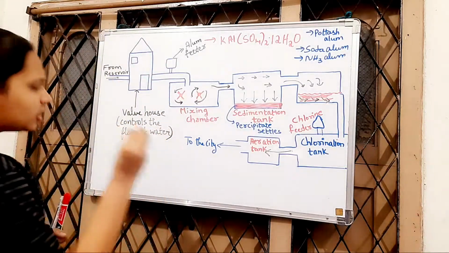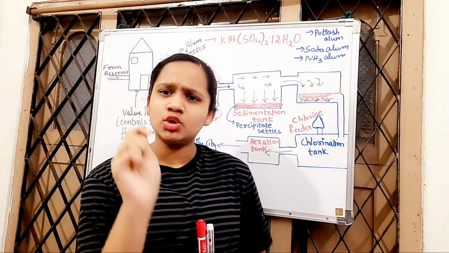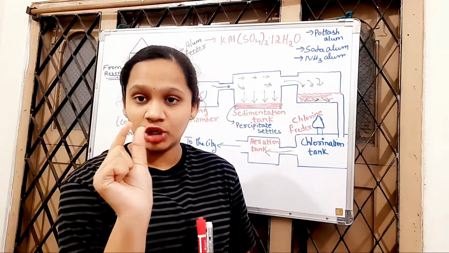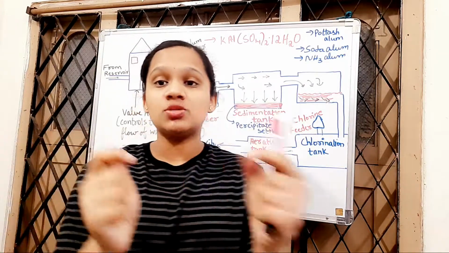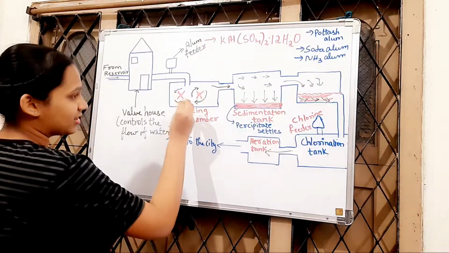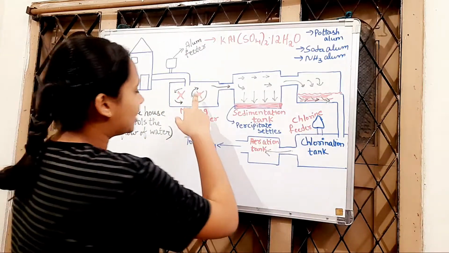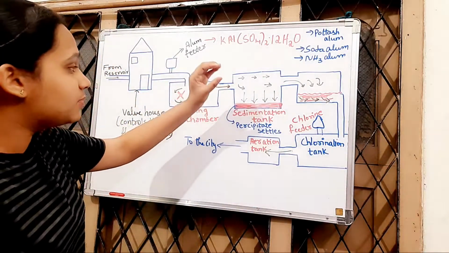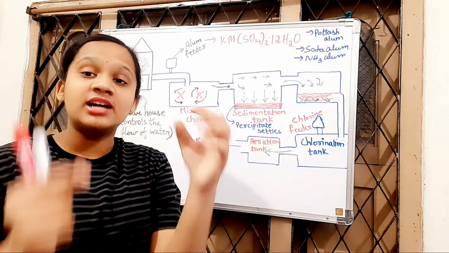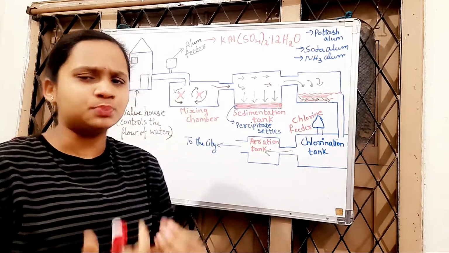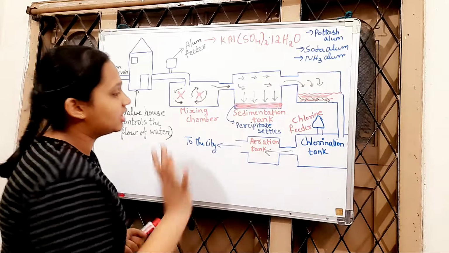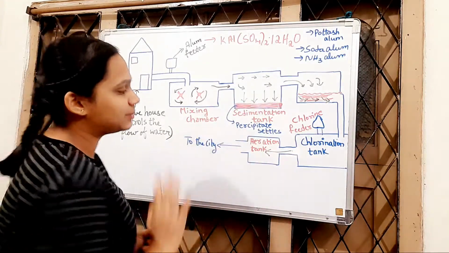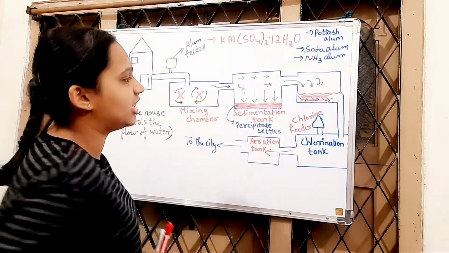So now, what does this alum do? There are some minute particles in the impure water. This alum attracts those minute particles. Once the alum attracts these minute particles, they enter the next sedimentation tank, where the alum along with those small minute particles, due to heavy mass, get settled at the bottom of the sedimentation tank as precipitate. So the precipitate settles in the sedimentation tank.